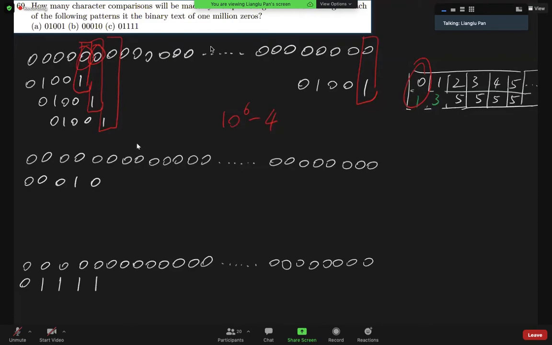All right, let's move on. The second question, in question B, we have a pattern 0, 0, 0, 1, 0. So again, we'll first need to work out the lookup table.